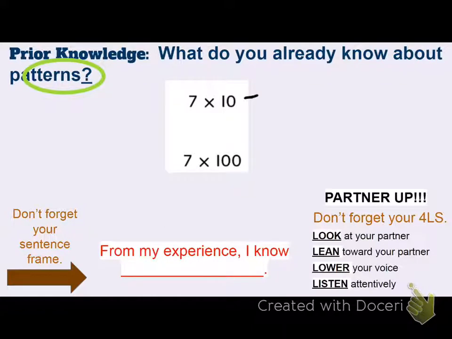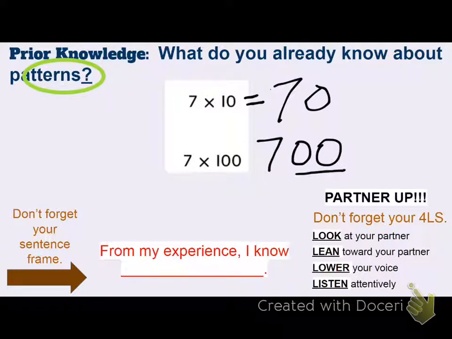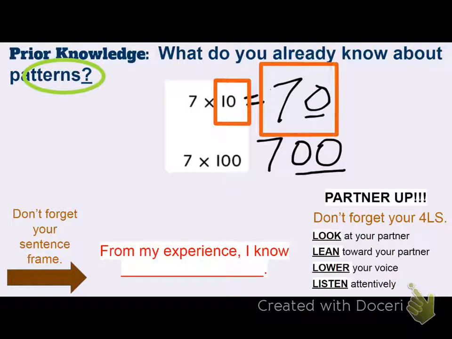Well, 7 times 10 is 70. And then I also know 7 times 100 is 700. So a pattern that I see is the zeros. The zeros here are getting a little bit different. In the first problem, 7 times 10, I notice there's a pattern, there's 1 zero, 1 power of 10. My answer also has 1 zero, or a power of 10. 7 times 10 is 70.